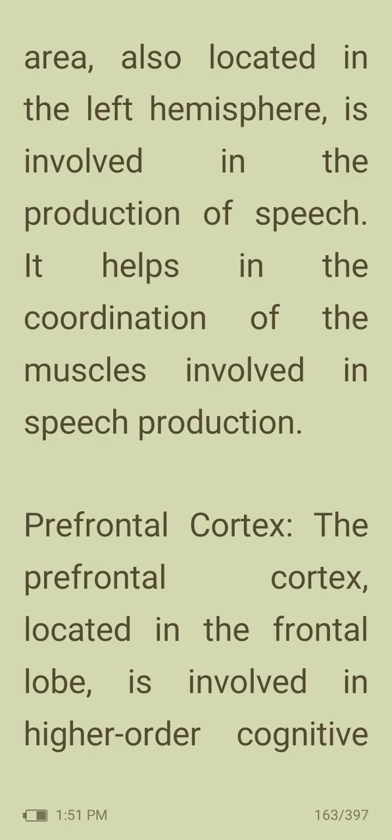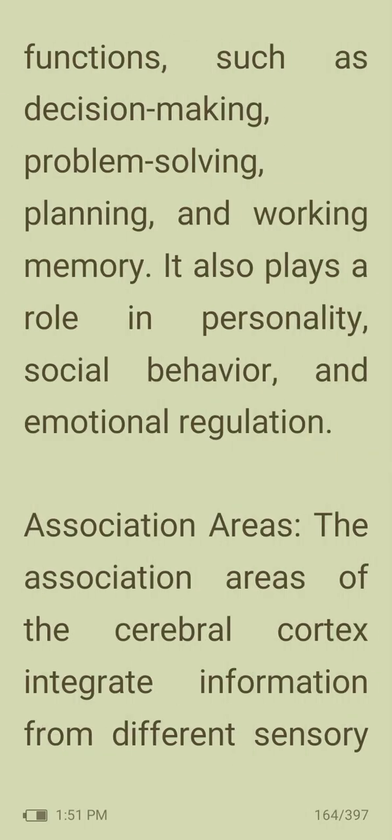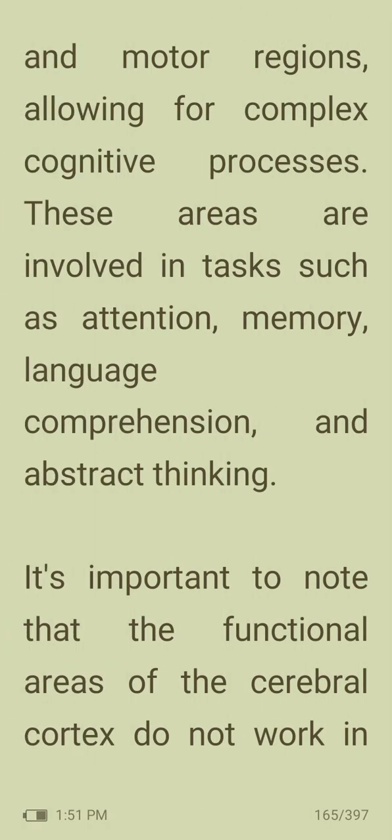Then, prefrontal cortex. The prefrontal cortex, located in the frontal lobe, is involved in higher order cognitive functions such as decision making, problem solving, planning, and working memory. It also plays a role in personality, social behavior, and emotional regulation. Then, association areas. The association areas of the cerebral cortex integrate information from different sensory and motor regions, allowing for complex cognitive processes. These areas are involved in tasks such as attention, memory, language comprehension, and abstract thinking.